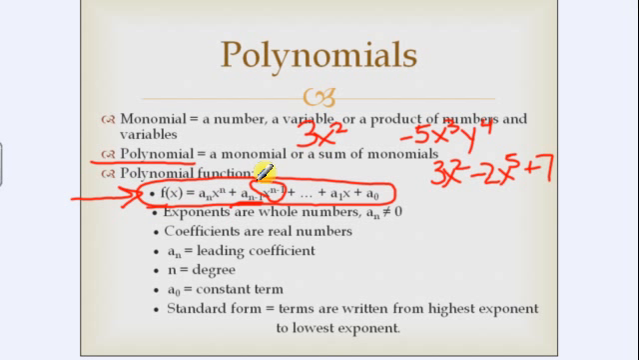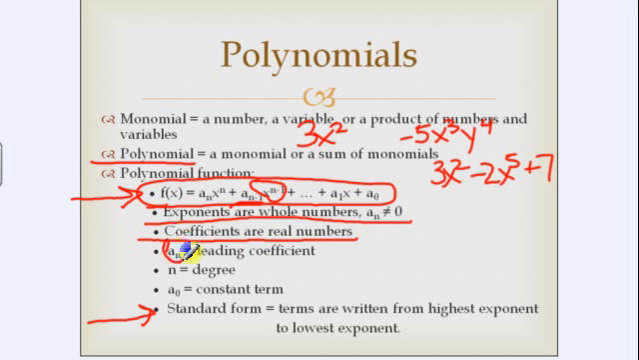Now we could skip over powers. It could skip from the fifth power to the third power, but usually if it's written in standard form, as I talk about down here, standard form would be the terms are written from highest exponent to lowest exponent. The exponents in polynomials have to be whole numbers. The coefficients are real numbers, and those are the numbers that are in front of the variables.